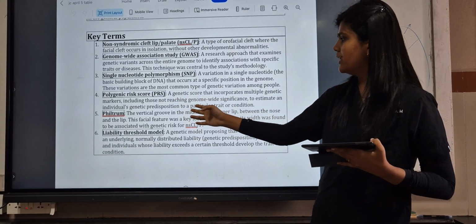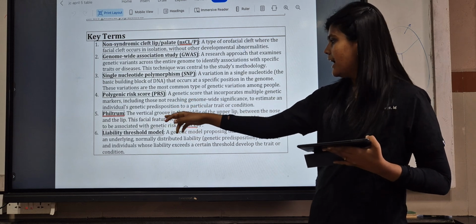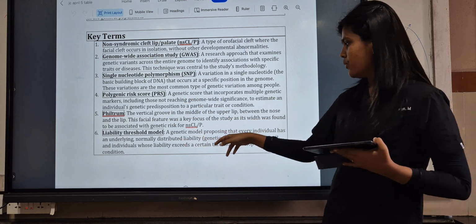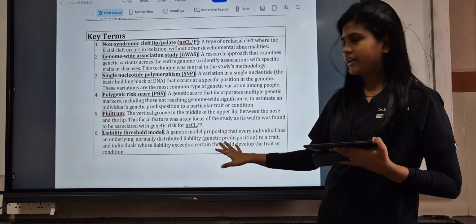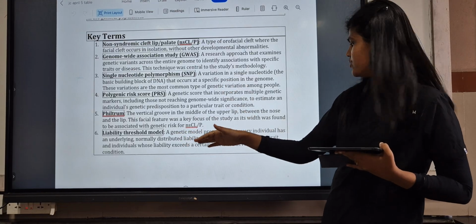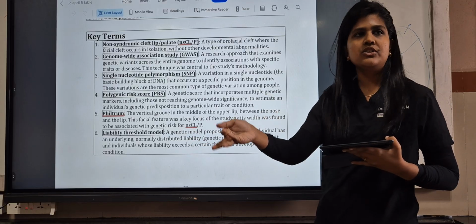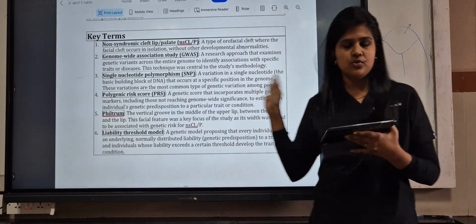And philtrum, we all know, is the vertical groove in the middle of the upper lip between the nose and the lip. They also used a liability threshold model. That is a genetic model proposing that every individual has an underlying normally distributed liability, the genetic predisposition to a trait, and individuals whose liability exceeds a certain threshold will exhibit that trait. So these are the key terms they used.